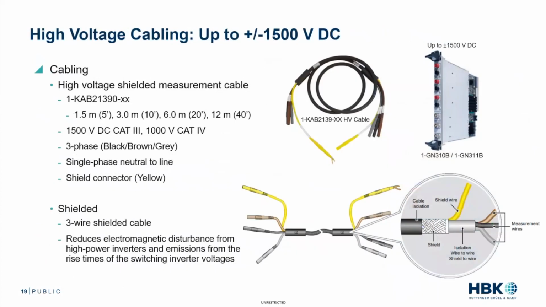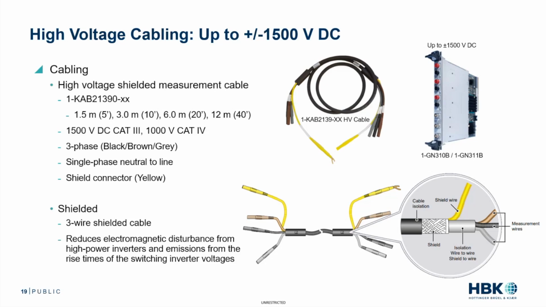Now let's talk a little bit more about some of the other signals that are being recorded and how to mitigate noise and maximize accuracy. So naturally, on voltage cables, you would want to have a shield as well. Here's an example of cables that we also supply for the high voltage that can measure 1500 volts DC Cat 3 with a safety rating of 1000 volts Cat 4. 3-phase, all in one cable to make it easy to connect your 3-phase signals.